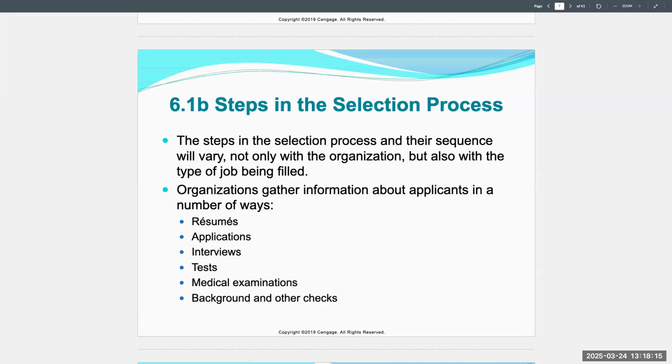Medical exams and drug tests are typically conducted later in the process and must comply with legal standards, such as the Americans with Disabilities Act. And you have background checks, which are essential for verifying education, prior employment, and potential red flags, especially for roles involving security, finance, or vulnerable populations.